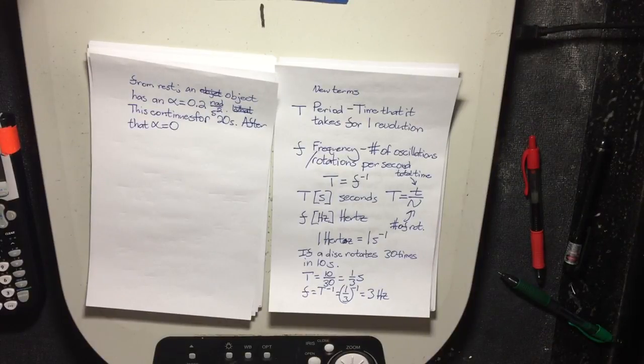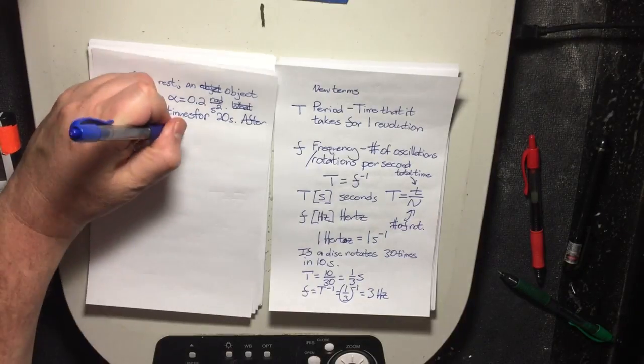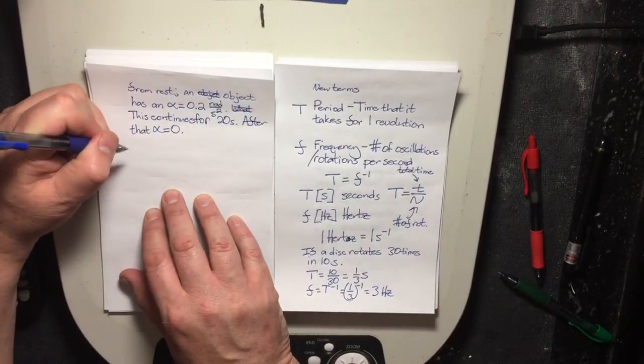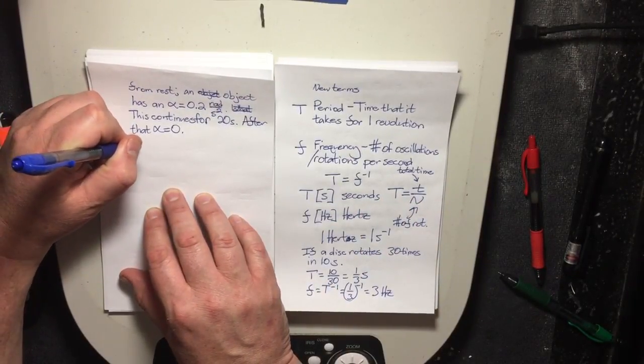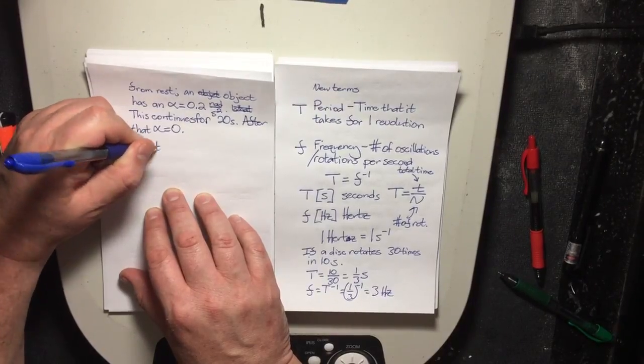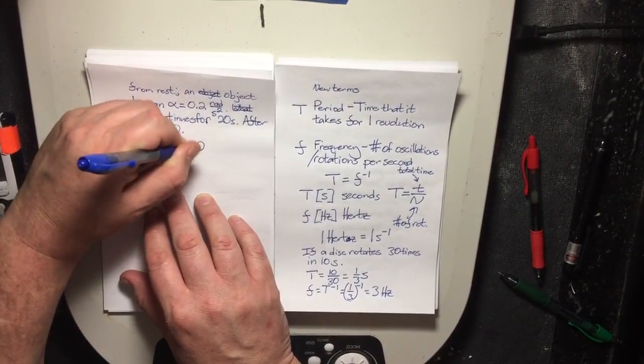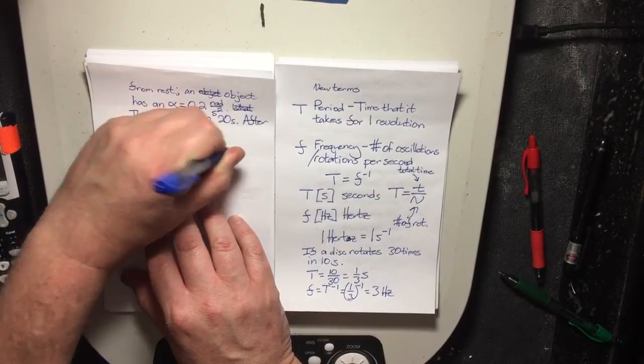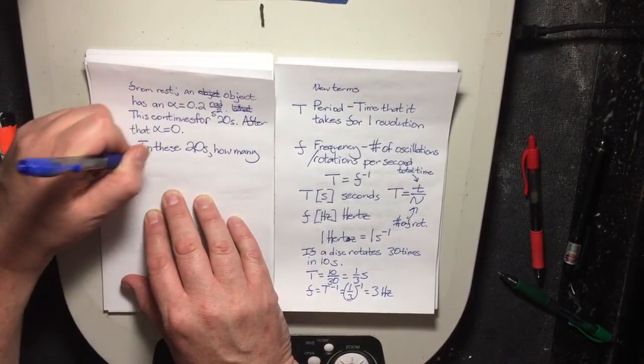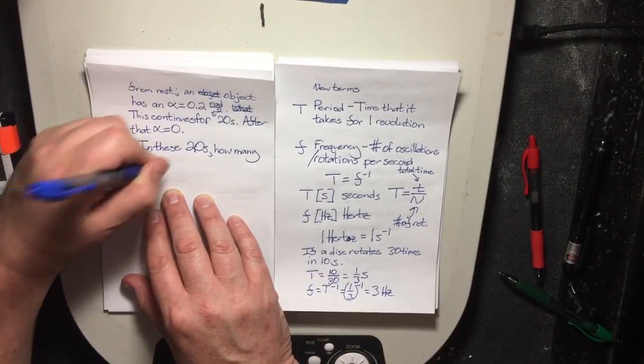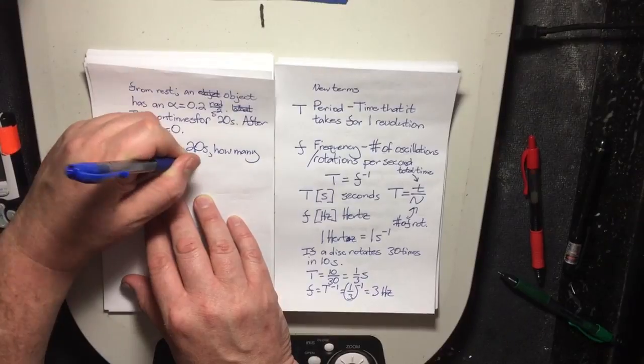So really what this thing is doing is it's spinning up at a rate of 0.2 radians per second squared for 20 seconds. After it's spun up for 20 seconds, the acceleration stops and it's just allowed to spin. So questions. In these 20 seconds, how many times did it rotate?